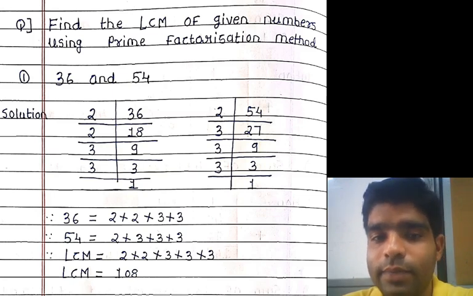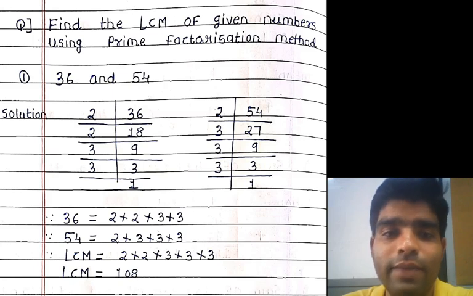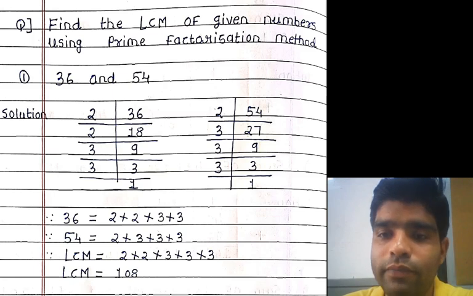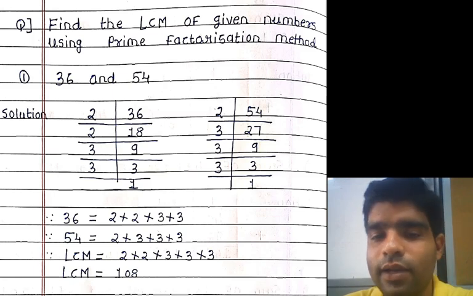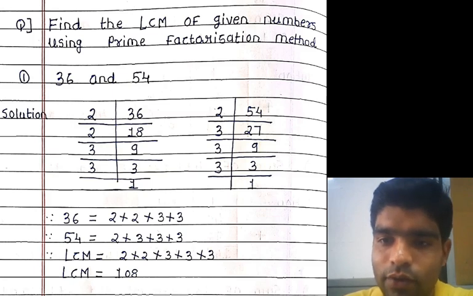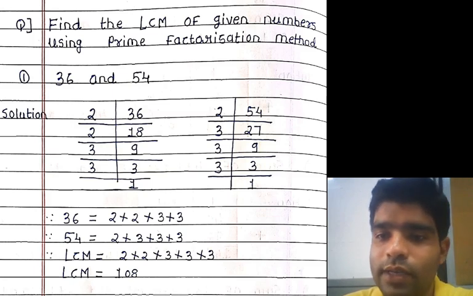Okay, it means that your answer is what? LCM is equal to 108. LCM stands for the least common multiple. The least common multiple of 36 and 54 is 108. This is our final answer. Okay, now let's start the second example.